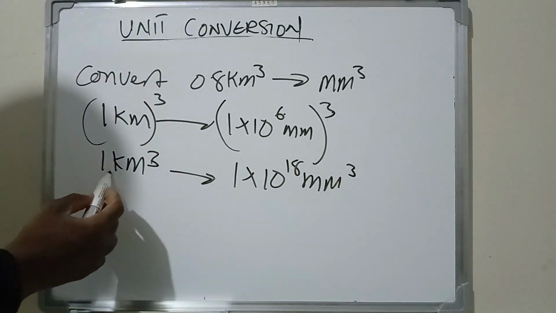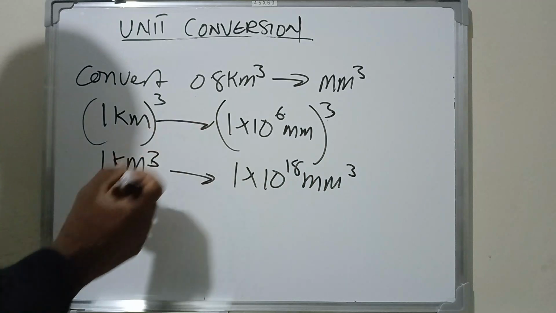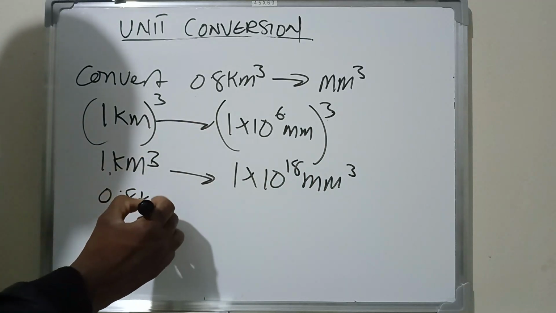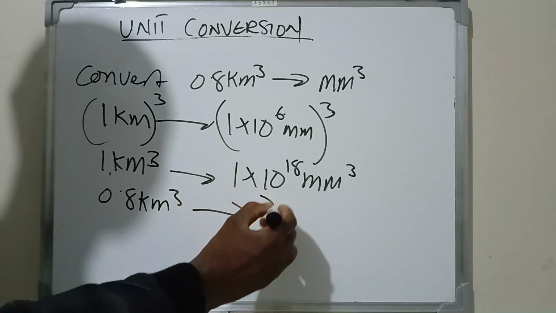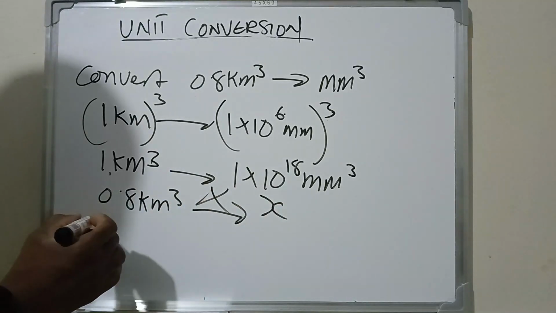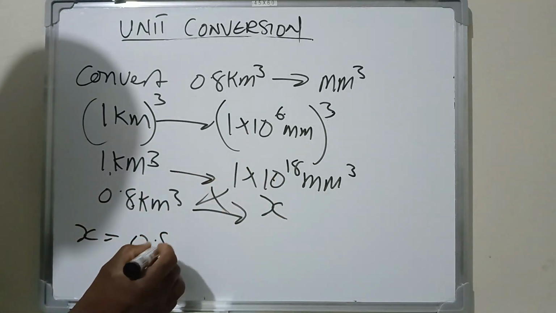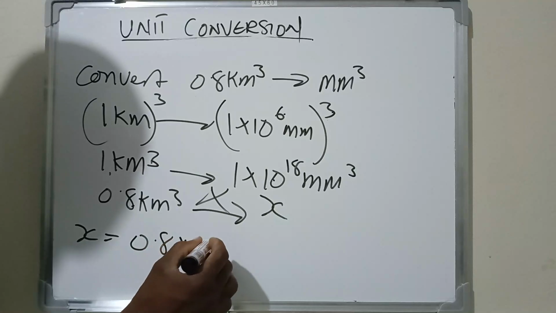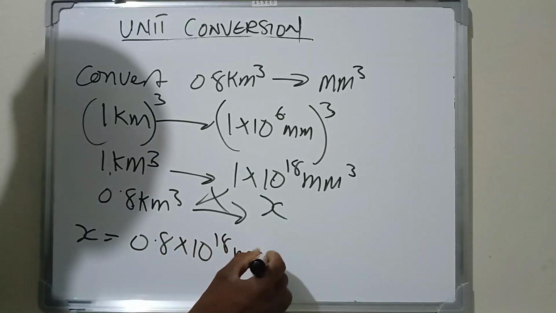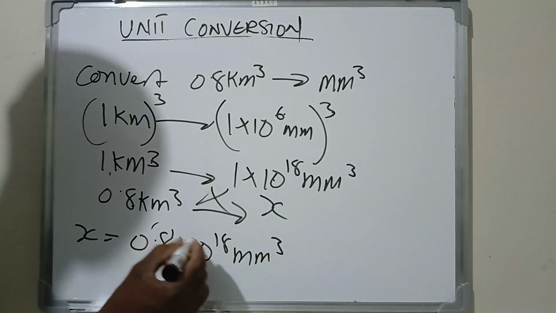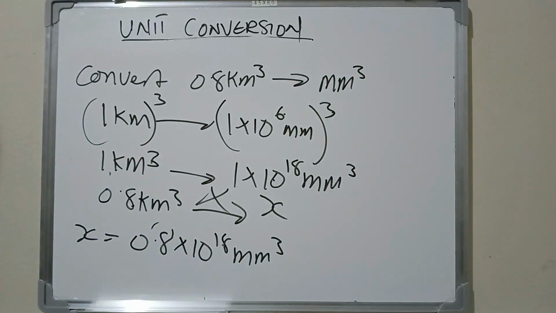So if a cubic kilometer is equal to that, what about 0.8? Are you seeing how simple it is? Is equal to x. So you just multiply. So x is equal to 0.8 times 10 to the power 18. Okay. If you want, you can shift this one, and this one will become 17. That's how you do it.